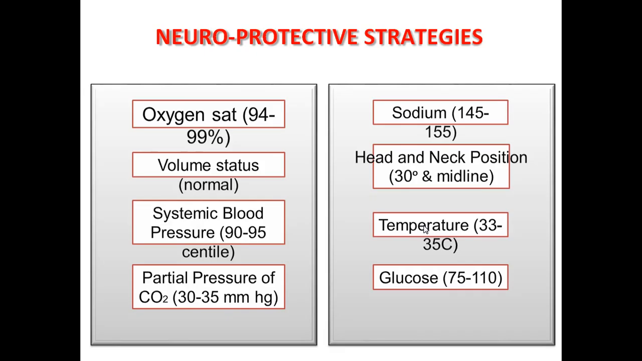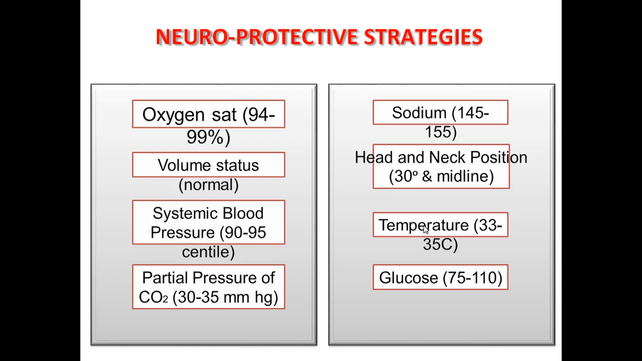What are the neuroprotective measures which we learn in management? So neuroprotective measures are: oxygen saturation should be kept more than 94%, volume status should be normal, right? Hypotension has bad consequences, decreased cerebral perfusion, so a euvolemic state should be maintained, and hypovolemia and hypotension should be avoided. Better to keep the systemic blood pressure at the 90th or 95th percentile. The partial pressure of PCO2 should be maintained at 30 to 35. Higher PCO2 leads to vasodilation and raised ICP, as we all know.